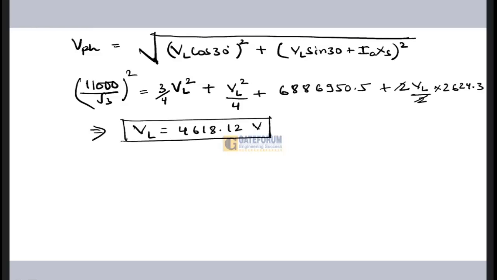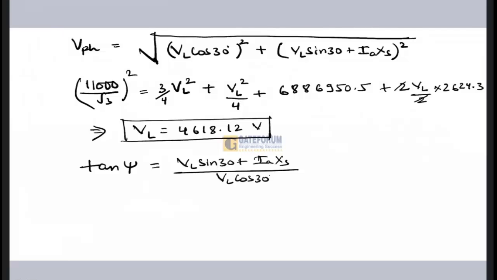Then I can find tan of psi, which is equal to VL sin 30 plus IA into XS divided by VL cos 30. That is how you get the value of psi. If I solve this, I get 1.2335, and from here I can get the value of psi. Psi will be equal to 50.968.